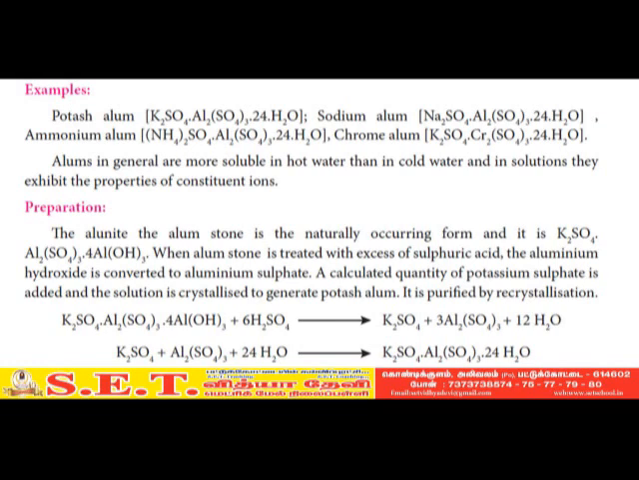That is purified by recrystallization. The equation is given below. The potassium, the alum stone: K2SO4 and Al2(SO4)3 and 4Al(OH)3 plus H2SO4 react to each other. The sulfuric acid replaces the hydroxide portion of the aluminum, and it is converted into the sulfate, K2SO4 and Al2(SO4)3 plus 12H2O.